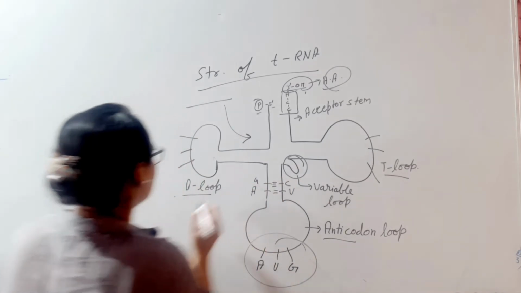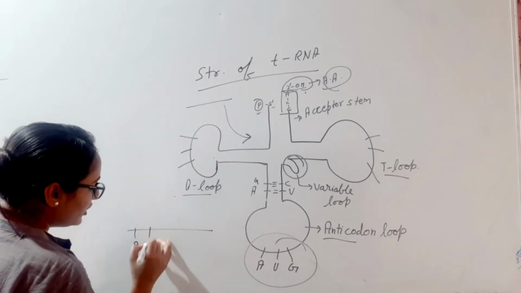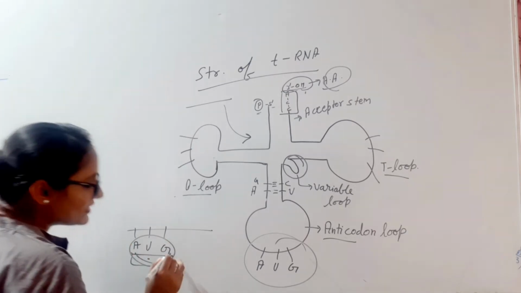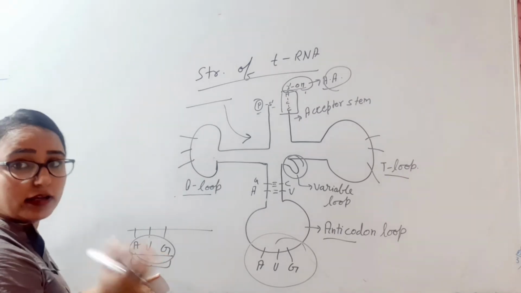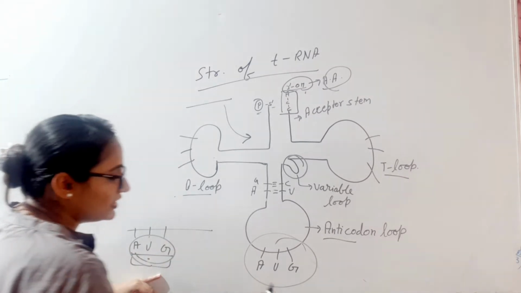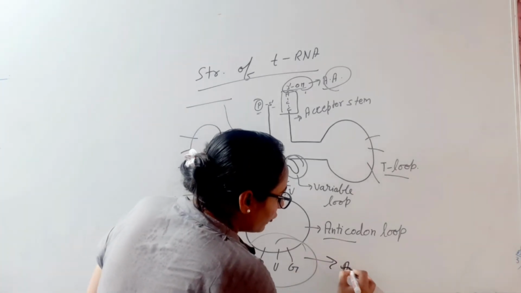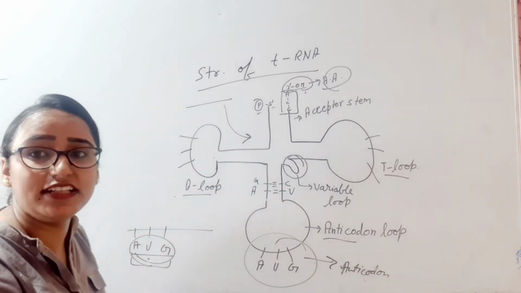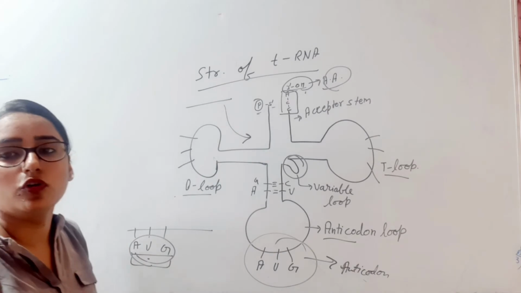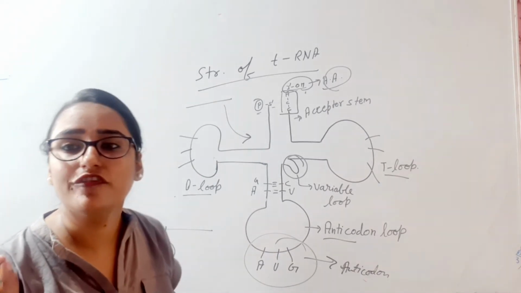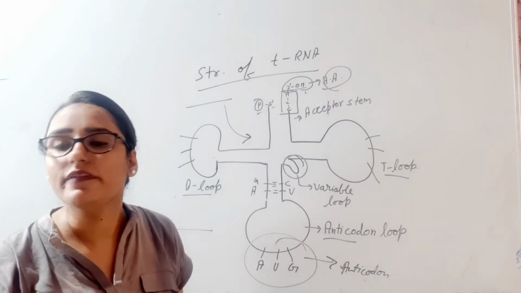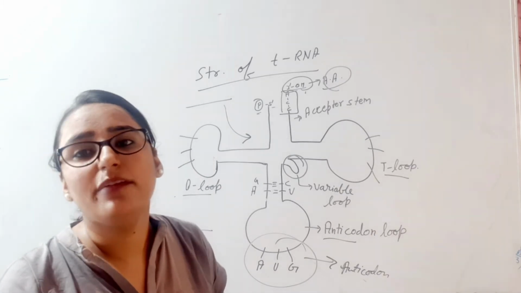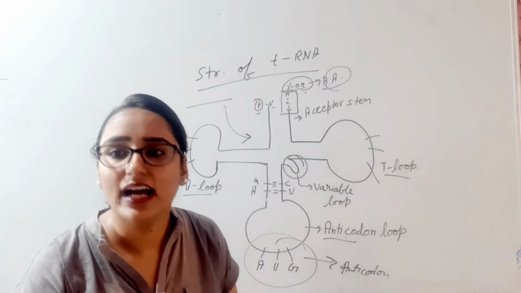Suppose this is the mRNA. Here the first codon is AUG. This is known as the codon, and a complementary codon to this AUG is present in the tRNA. So this is known as the anticodon. Why anticodon? Because it is against the codon which is present in the mRNA. The first codon in mRNA is always AUG, which always codes for methionine. So the first tRNA which will carry the amino acid methionine is known as the initiator tRNA.